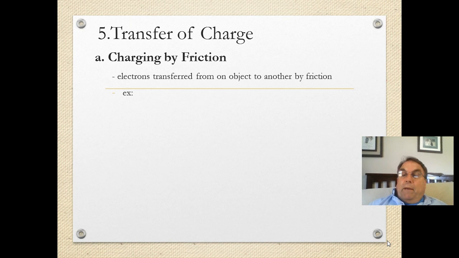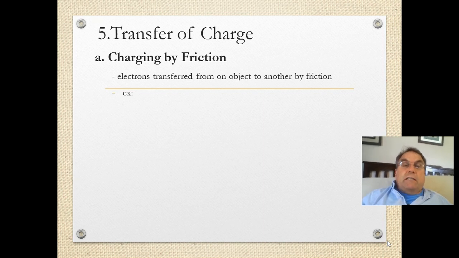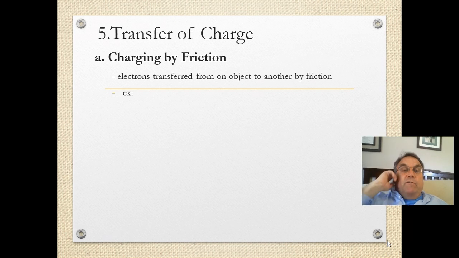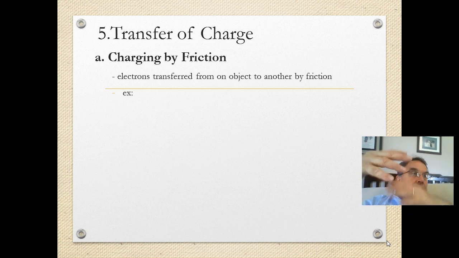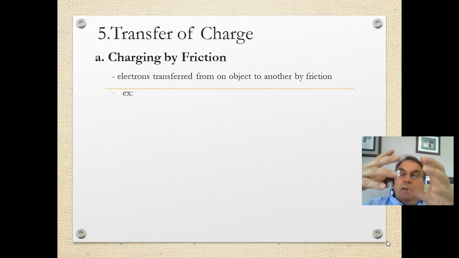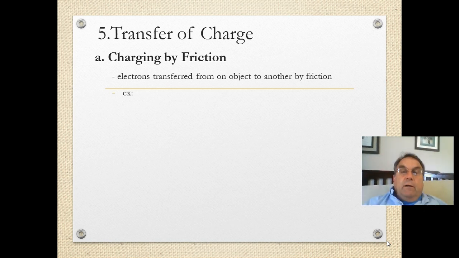All right, so for the remainder of this chapter, we're going to be talking about how to confer charge from one object to another. So the transfer of charge using static electricity. Probably the most familiar is charging by friction, where electrons are transferred from one object to another by friction. Think of the clothes tumbling around in the clothes dryer. As they're getting more and more dry, they're conferring charge one to the other, and then they cling to each other. Okay, that's charge by friction.